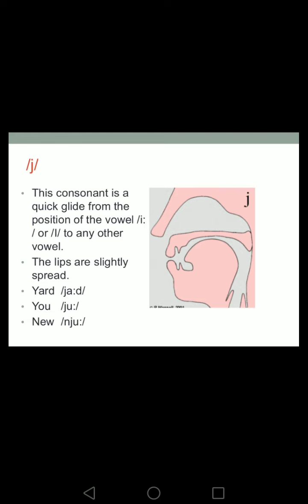The lips are slightly spread, like when you pronounce the words yard or you or new.